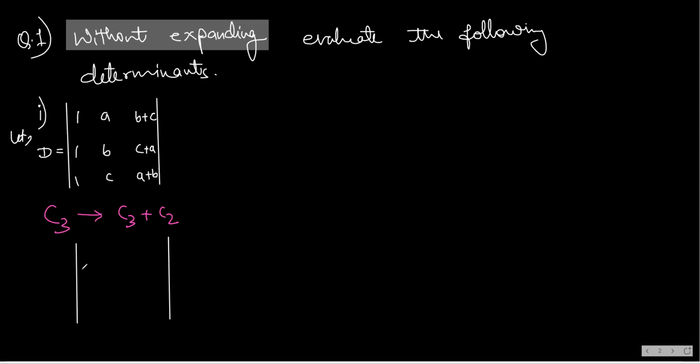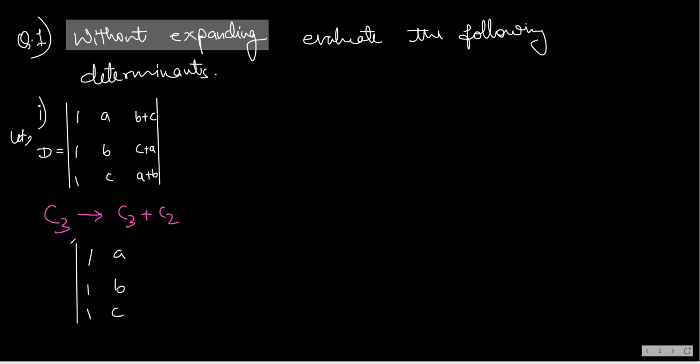No, C1 are not changing. So 1, 1, 1. Are the elements of C2 changing? No, A, B, C. They will remain A, B, and C. And will the elements of C3 change? Definitely yes. The C3 elements are going to change. How are they going to change?